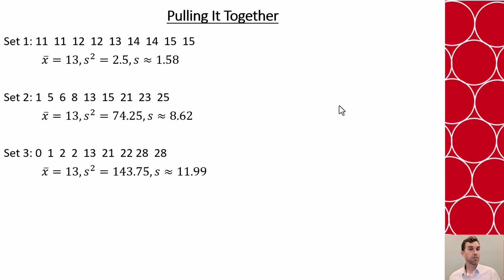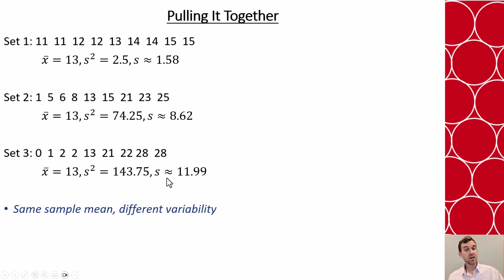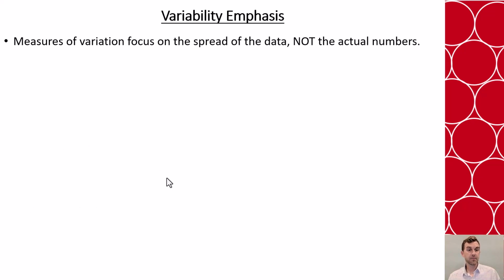If I look at all three sets, they all have the same mean, but it's where my variance and standard deviation change that's the important part to recognize. In this first set, my values are from 11 to 15, and they're all really close together, so my standard deviation is really small. As my values spread out more and more, my standard deviations become greater as well. Just because I have the same mean doesn't mean I'm going to have the same standard deviation, because it's looking specifically at the spread of all that data.